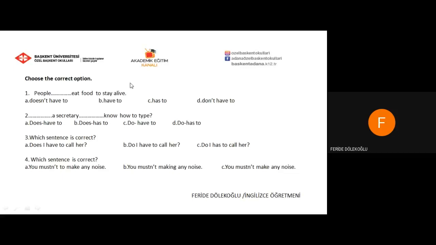Now we are going to do an exercise. It says choose the correct option. Let's start with the first one. Look at the subject. It says people. As you know, people means more than one person. So we can't use option C and option A because it's plural. Now you need to think about the meaning.